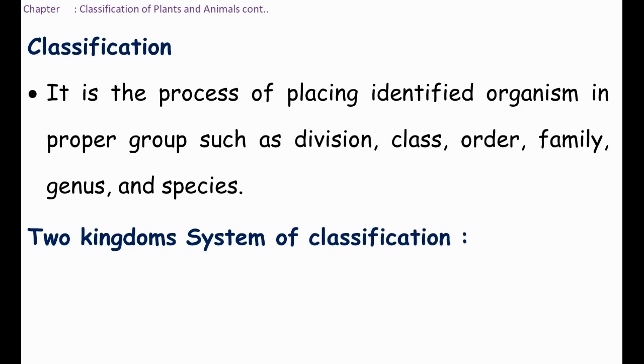Okay, now classification. I already told you it is the process of placing already identified organism in proper group such as division, class, order, family, genus, and species. Classification is done on the basis of similar and dissimilar characteristics of the organisms. I already told you the advantages of classification. It helps to study all living organisms easier, systematic. It helps to understand the properties of the plants and animals and other organisms easily, quickly. That's why classification is very necessary.